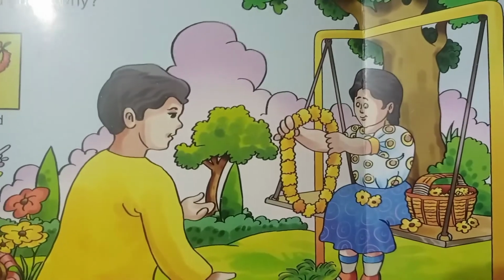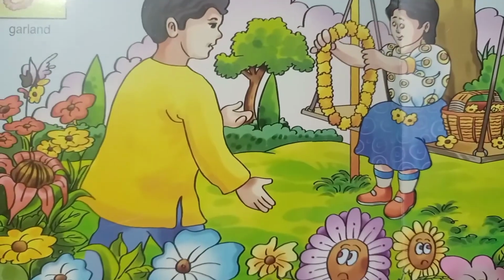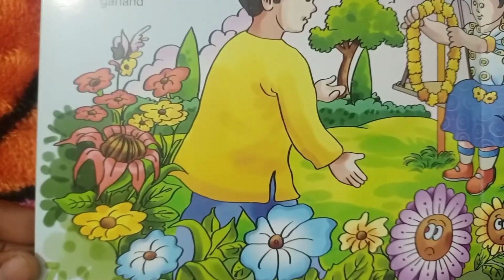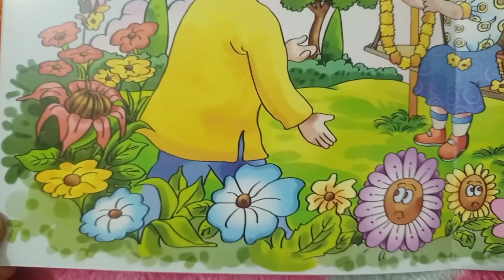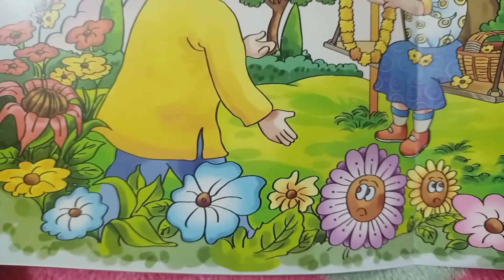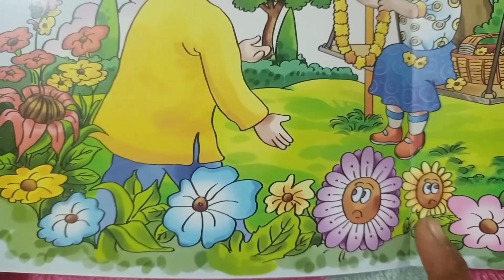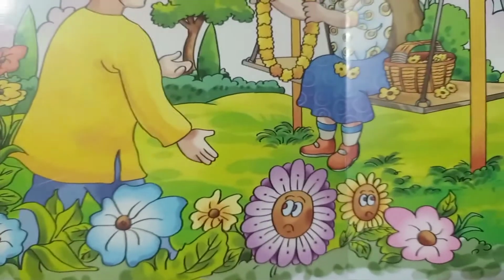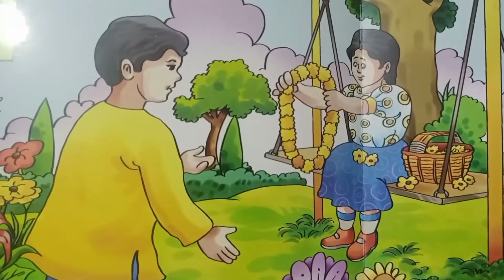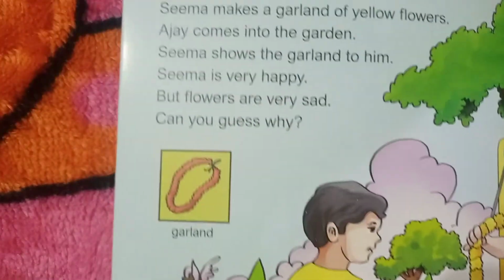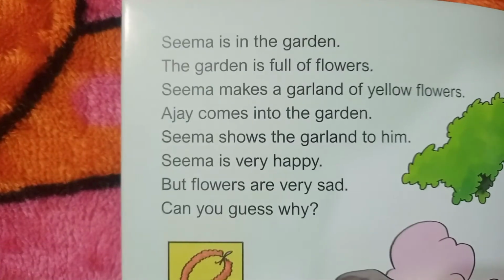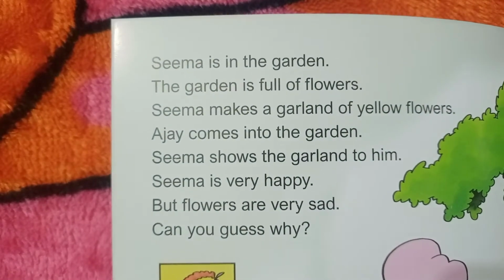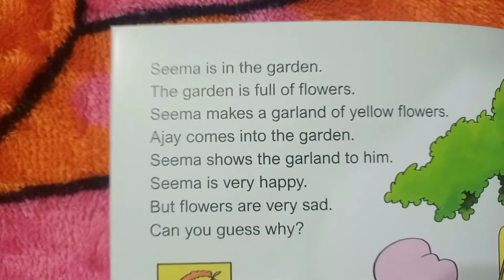See, there is a beautiful garden and there is one girl with a garland and there is also one boy, and look at the flowers. But here you can see that these two flowers are not happy. Why is it so? Why are they not happy? Let us read what is given, and after that we will understand what happened to those flowers. Why are they unhappy? Let us start reading.